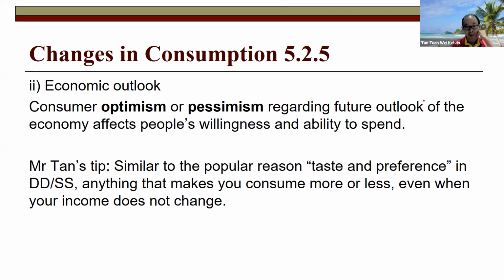So for example, last year, if you see the COVID-19 pandemic happening in Singapore, even if you manage to keep your job, your current income remains the same, but you will feel pessimistic about your future. You will fear that you will lose your job. If that's the case, then you will tend to consume less, even if your income doesn't change. So this will cause a shift to the left of the aggregate demand curve.